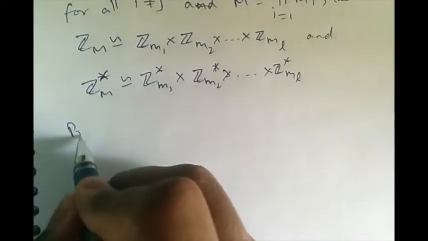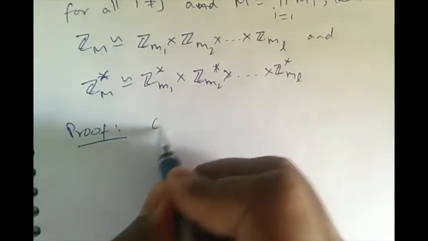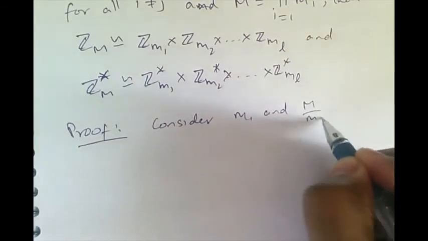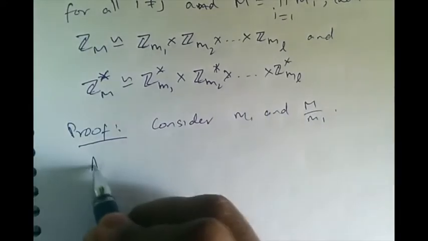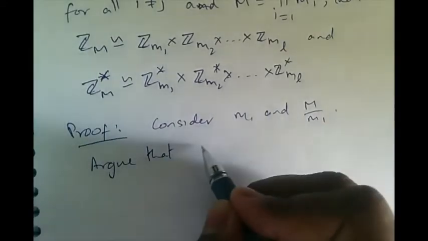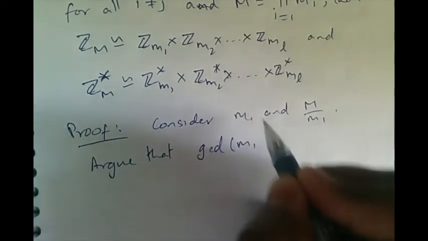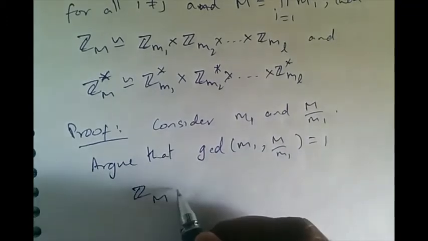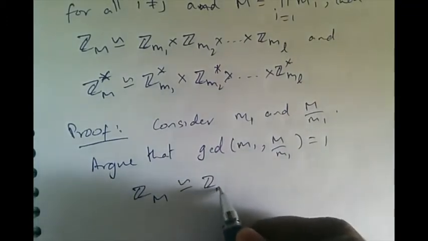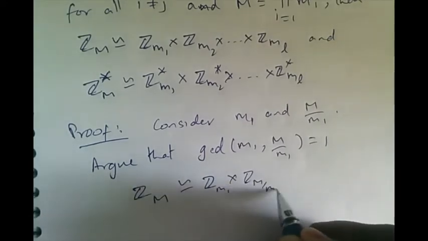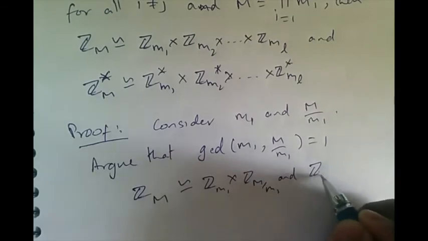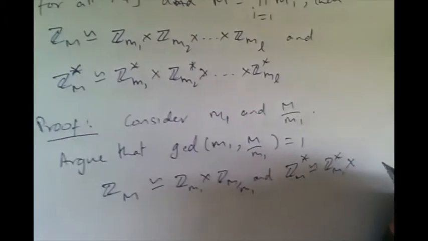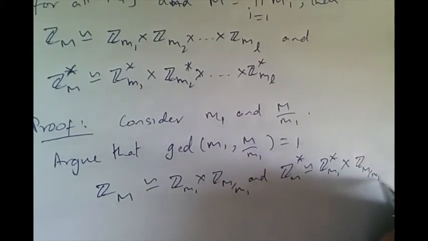Well, let me just write a few words here. I'll not do the full proof. So consider m1 and capital M divided by m1. You argue that the GCD of m1 and capital M by m1 is 1. So you get Zm is isomorphic to Zm1 times Z capital M divided by m1, and Zm star is isomorphic to Zm1 star times Z capital M divided by m1 star.